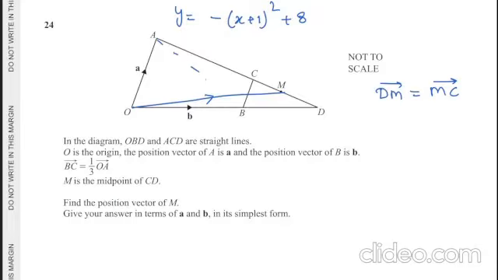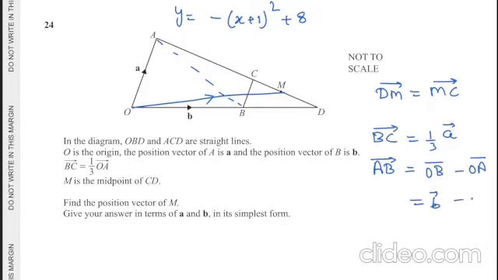Let's draw a dotted line for AB. Let's write BC in terms of A. BC vector is equal to 1 by third of OA, which is the A vector. So BC is this. And let's write AB also. AB vector will be OB minus OA, which is B minus A, right? B vector minus A vector will be AB.